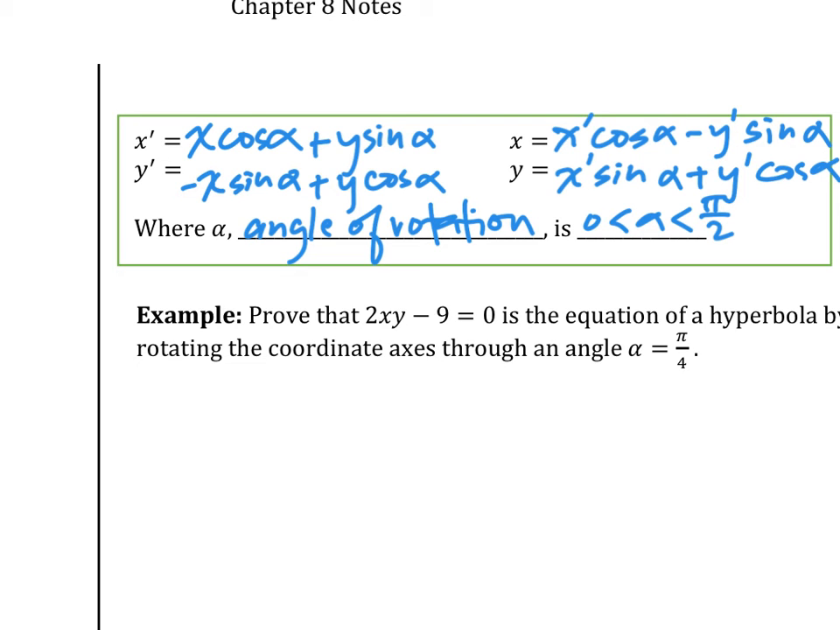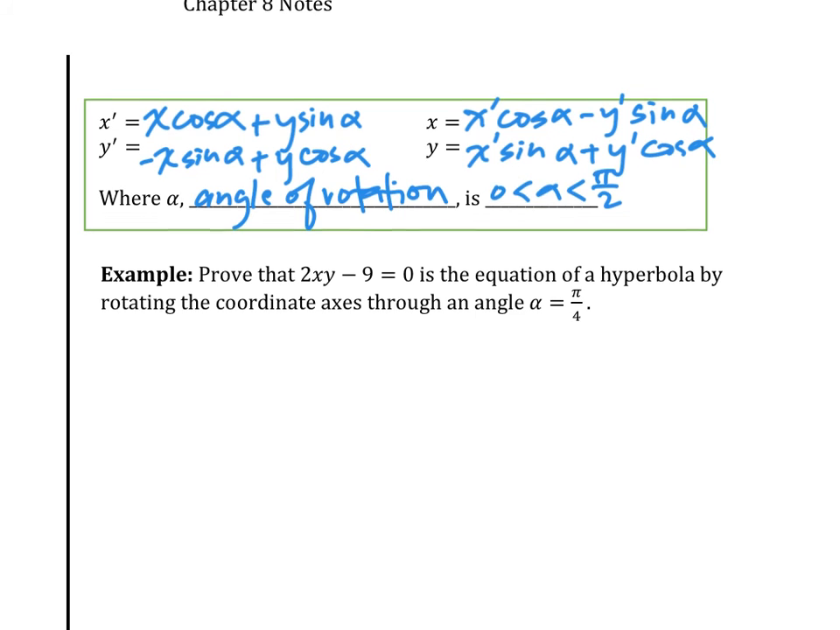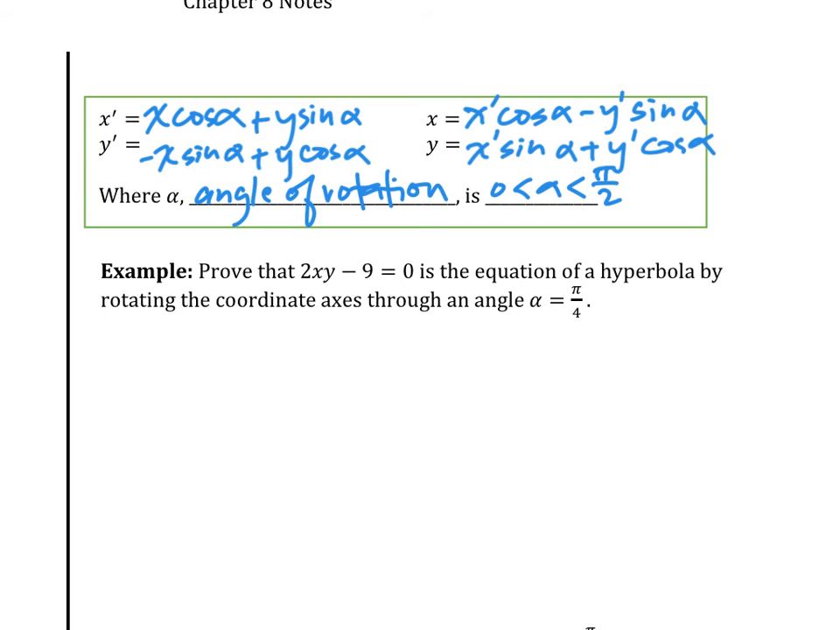All right, let's go ahead and look at this next equation or question. Prove that 2xy minus 9 equals 0 is the equation of a hyperbola by rotating the coordinate axis through an angle alpha equals pi over 4. So you see how here we have an xy term. The xy term is called a cross product, and remember that was what I was saying, how it tells you that this is a conic shape that is rotated.